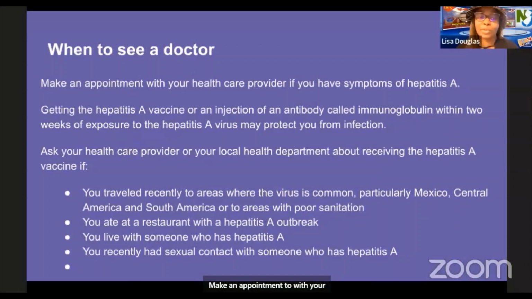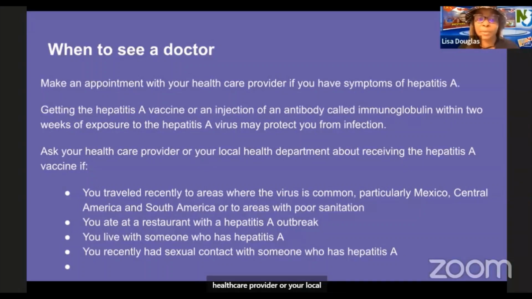Make an appointment with your healthcare provider if you have symptoms of hepatitis A. Getting the hepatitis A vaccine or an injection of an antibody called immunoglobulin within 2 weeks of exposure to the hepatitis A virus may protect you from infection.